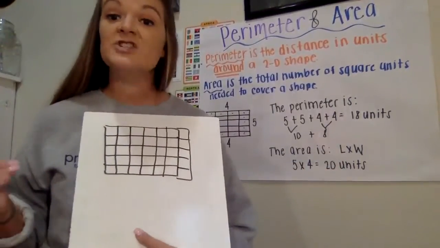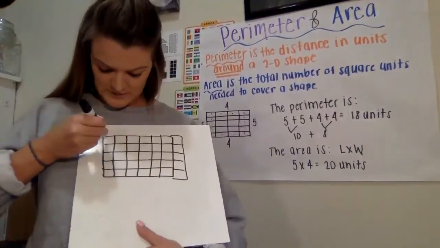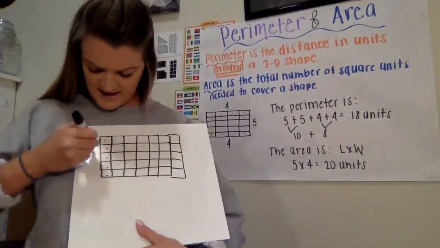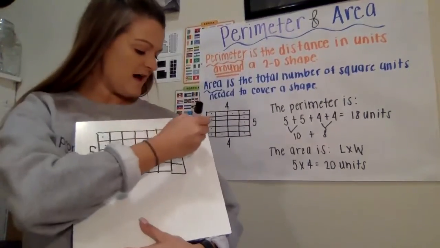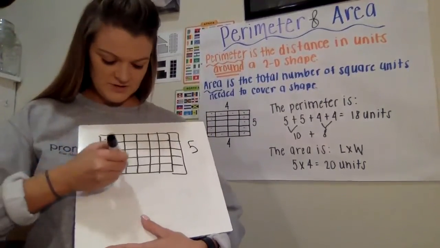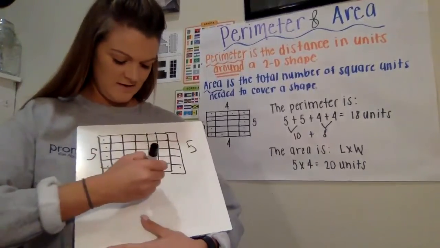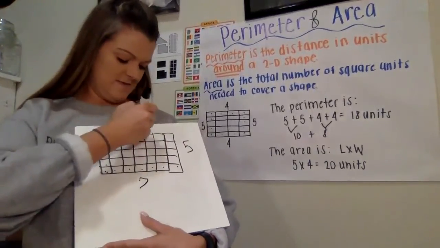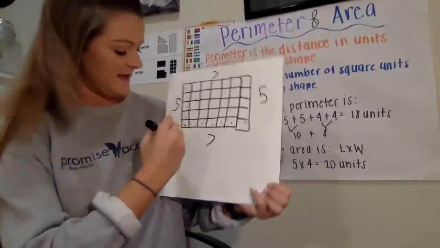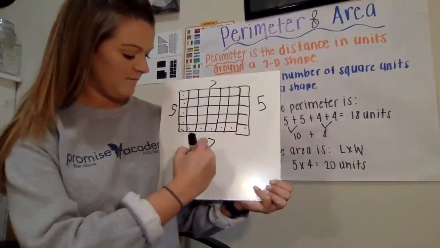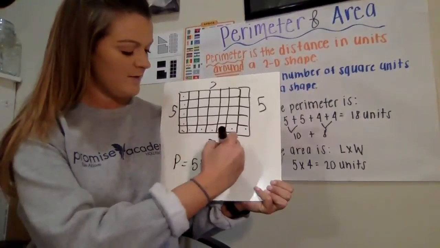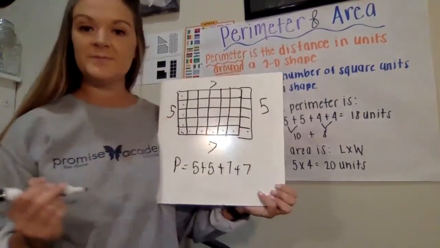And then to find just the perimeter, I'm going to count 1, 2, 3, 4, 5. This side is 5. This side is 5. 1, 2, 3, 4, 5, 6, 7. This side is 7. This side is 7. And then I can add the perimeter: 5 plus 5 plus 7 plus 7.